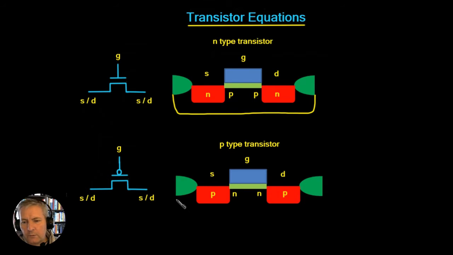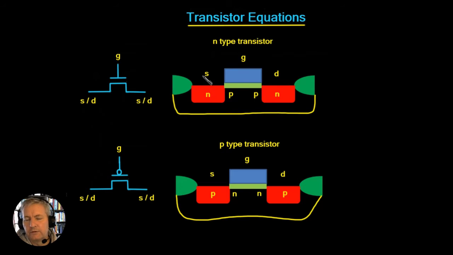So let's say, for example, we had an N-type material. Let's say this entire region here, which is called a well, is an N-type well. Then the source and the drain are P-type. We call this a P-type transistor, and this is the schematic for the P-type transistor. It just looks like the N-type, but we've got this little circle here.